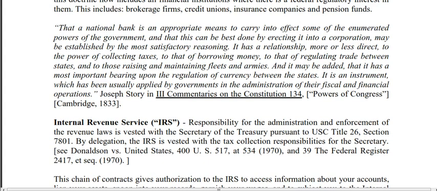That a national bank is an appropriate means to carry into effect some of the enumerated powers of the government, and that this can be best done by erecting it into a corporation, may be established by the most satisfactory reasoning. It has a relationship more or less direct to the power of collecting taxes, to that of borrowing money, to that of regulating trade between the states, and to those of raising and maintaining fleets and armies. And it may be added that it has the most important bearing upon the regulation of currency between the states. It is an instrument which has been usually applied by governments in the administration of their fiscal and financial operations. Joseph Story in Third Commentaries on the Constitution 134.